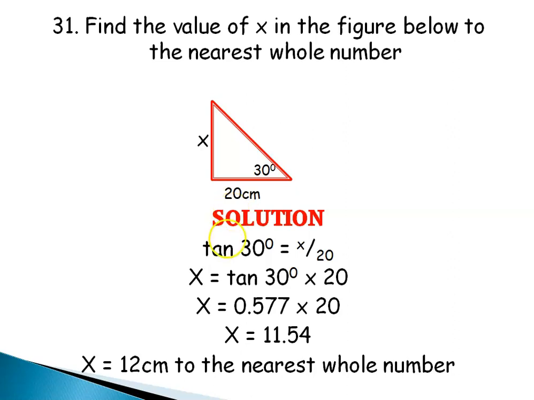Tan, that's correct, tan. So I'm going to use tan 30 degrees equals opposite over the adjacent, this is the adjacent, x over 20. Then my x will be tan 30 degrees multiplied by 20. You can check for the value of tan 30 degrees on your four-figure table, and that will give you 0.577 multiplied by 20, 11.54. But the question says to the nearest whole number, so approximate this. That would give us 12 centimeters to the nearest whole number. Is that taken? Good.